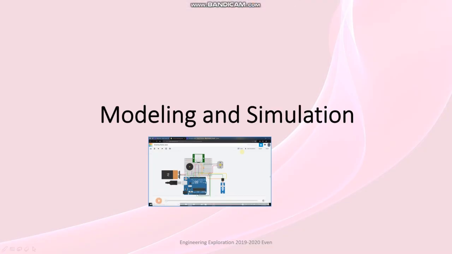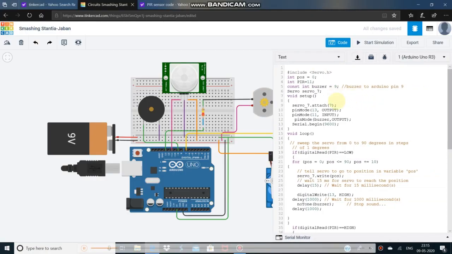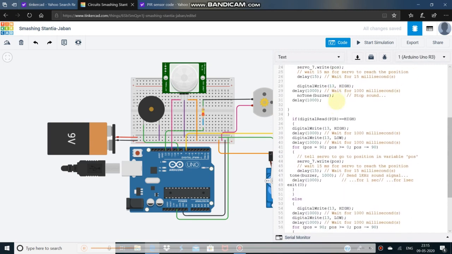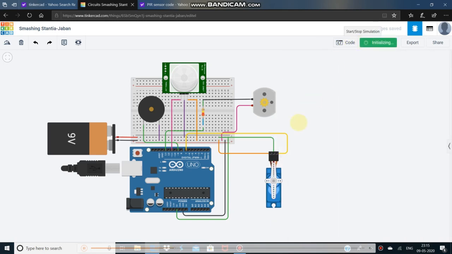Modeling and simulation. This is the code of our model. When titration process starts, servo motor rotates in one direction up to 90 degree and DC motor rotates in one direction. If there is any motion, PIR motion sensor senses the motion and stops the DC motor. If not, servo motor rotates up to 90 degree. When buzzer on, servo motor rotates in anti-clockwise direction.